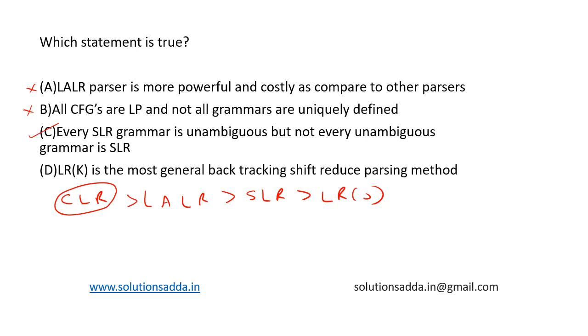So this option is true. Option D. LR of K is the most general backtracking shift reduce parsing method. LR of K has a K look ahead which can always see ahead of the input in order to avoid backtracking. So it is a non-backtracking parser. So this is also wrong. So based on the options, option C is the right answer here.